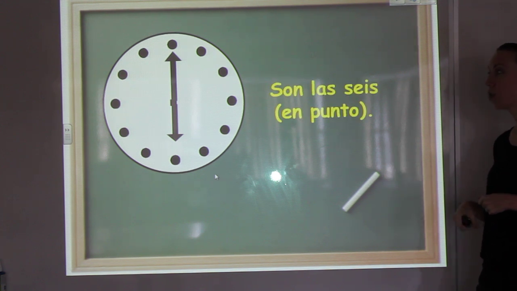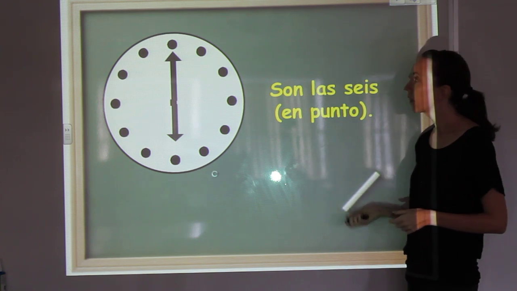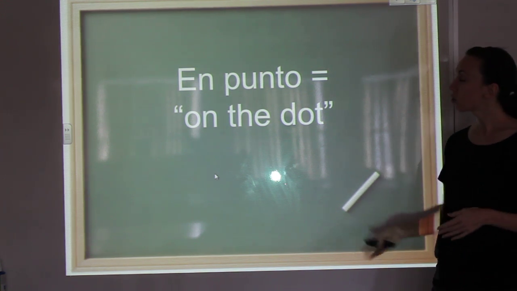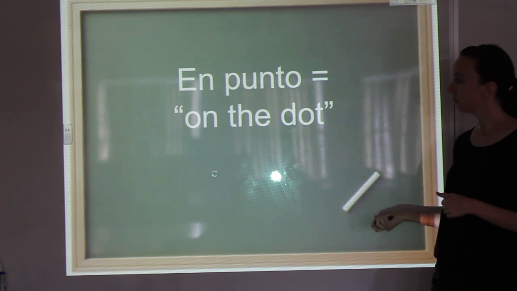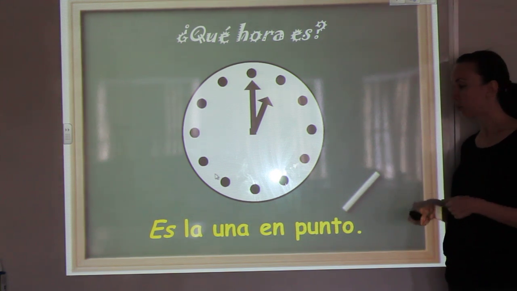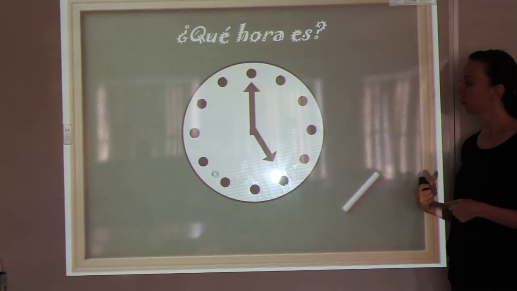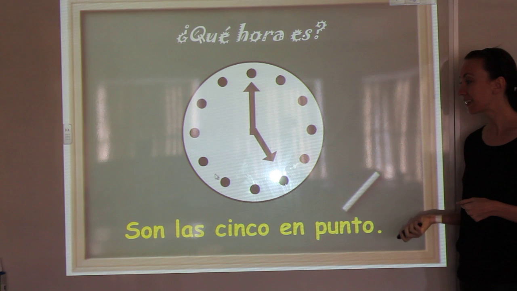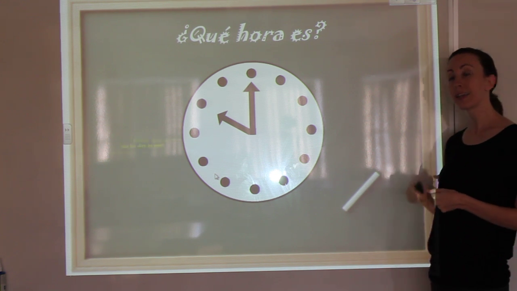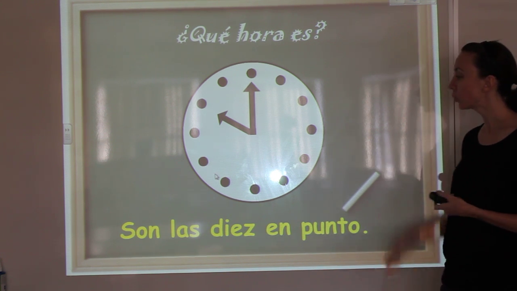That's right. Son las 6. Actually, son las 6 en punto. En punto literally means on the dot or on the point. That means exactly. So if we go back to all the times we've already done, since there are no minutes attached, for every one we can actually say that time en punto. Es la una en punto. Son las 5 en punto. Son las 10 en punto. Exactly on the dot, en punto.